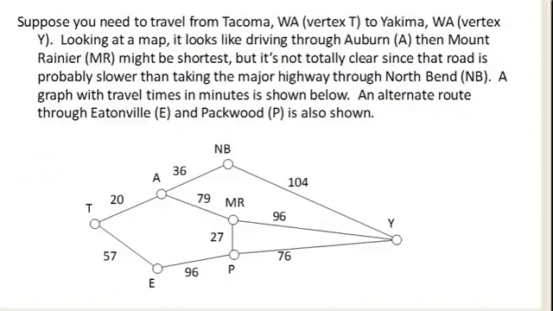So suppose we want to travel from Tacoma over here to Yakima over here, and there's a few routes we can take, either down through Eatonville and Packwood, or through Auburn and North Bend, or through Auburn and Mount Rainier. And it's not quite clear which route is fastest. And so we're going to use something called Dijkstra's algorithm, which solves what's called the shortest path problem.